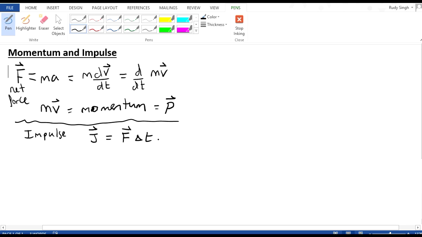So we can actually think of that as the integral from t1 to t2 of your force dt, because what you get when you integrate that, you get the force times t2 minus t1. So it's the force times the change in time. That's what we said, the impulse.